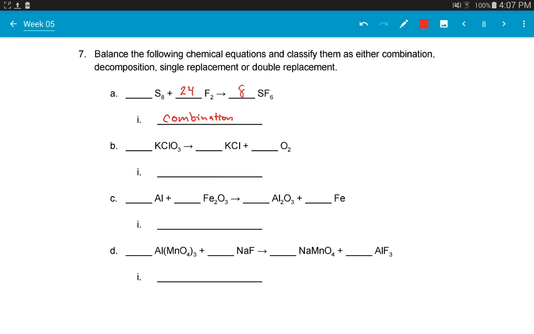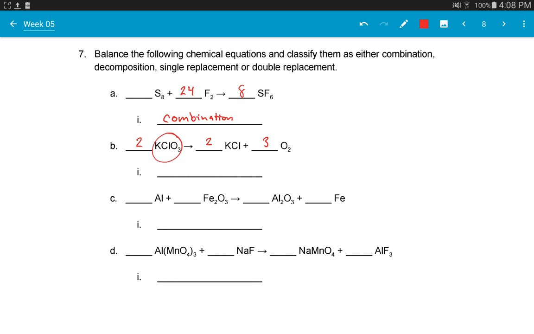This is one of those cases where you do need to check the oxygens. They're not always automatically balanced by the time you get to the end of the problem. So we can find the least common multiple though. If we have 3 and 2, the least common multiple would be 6. But that messes up my potassium and my chlorine, so I need to put a 2 in front of the potassium chloride to get everything to balance.